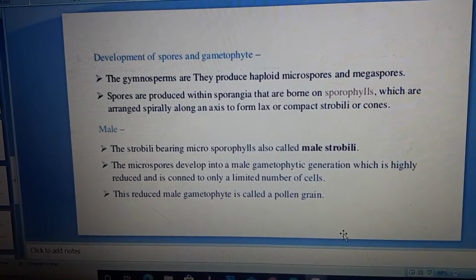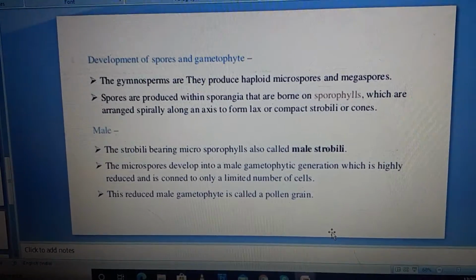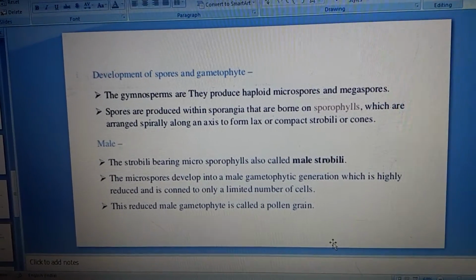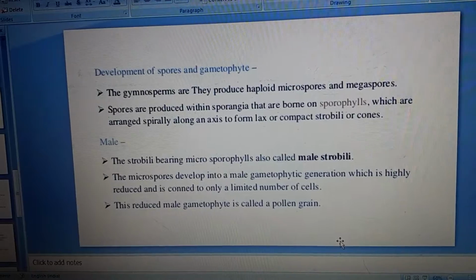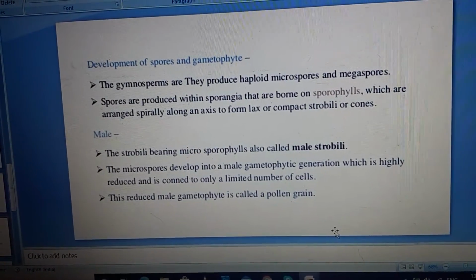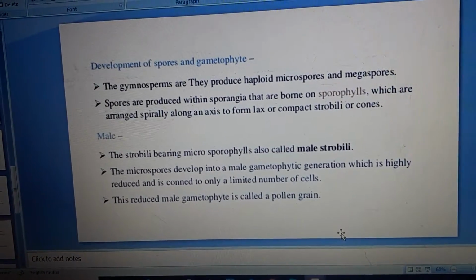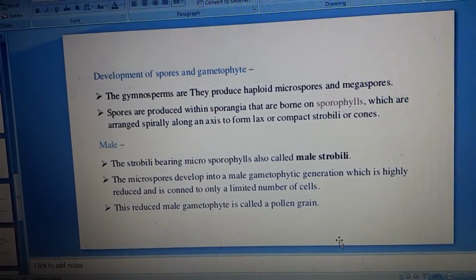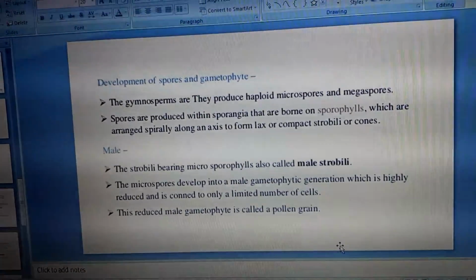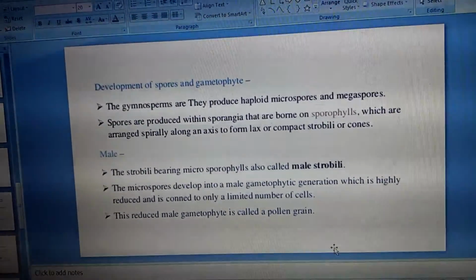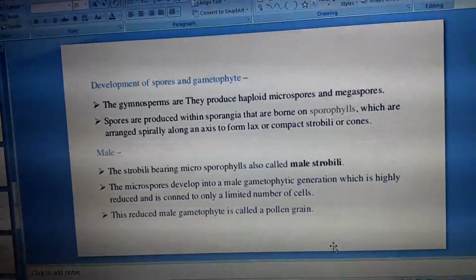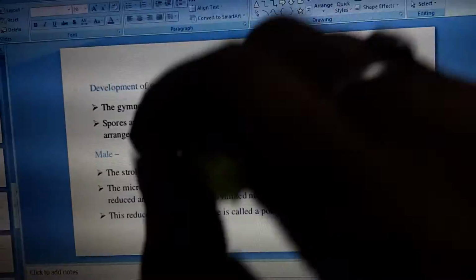Development of spores and gametophyte. In gymnosperms, they produce haploid microspores, the male ones, and megaspores, the female ones. Spores are produced within the sporangia, and sporangia are borne on the sporophyll, which is arranged spirally along the axis to form lax or compact strobili or cones.